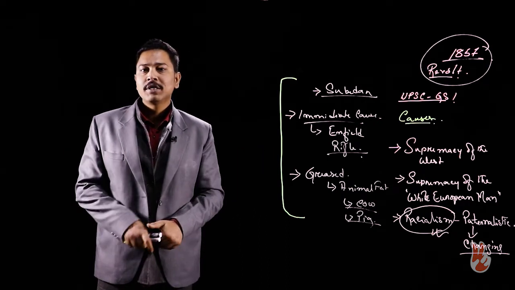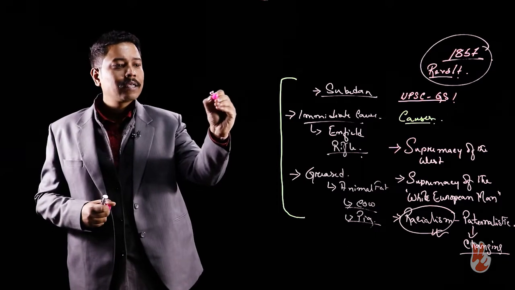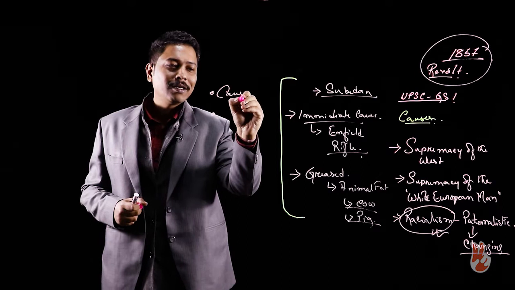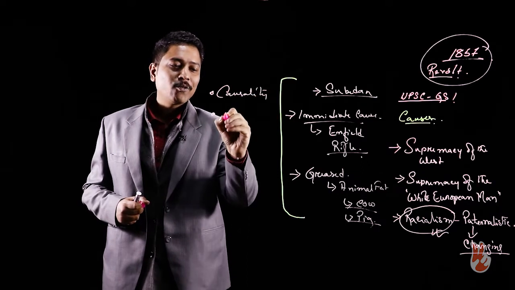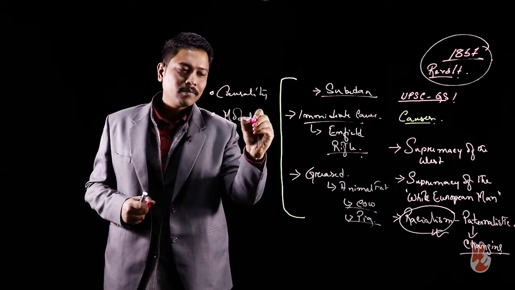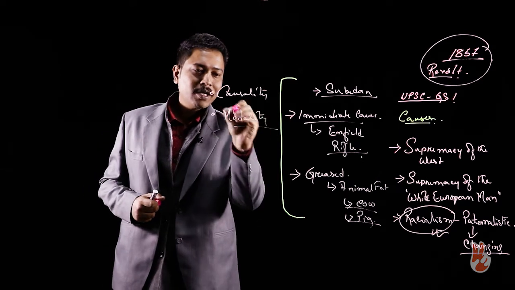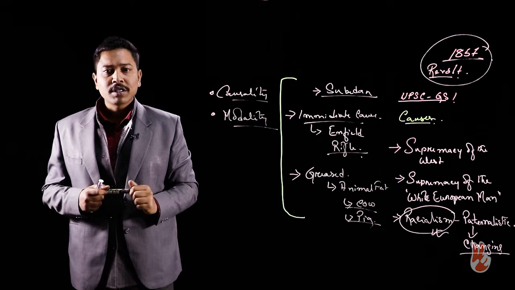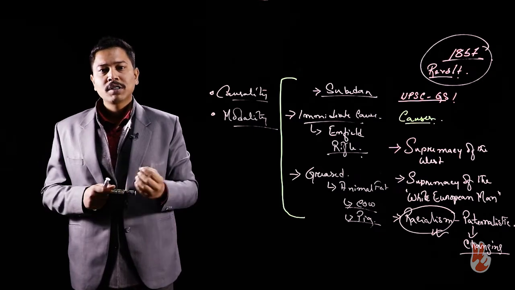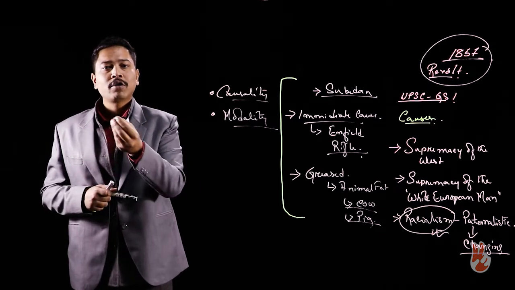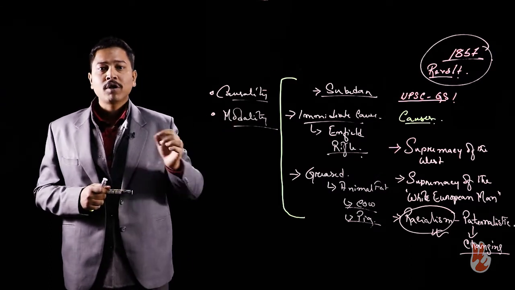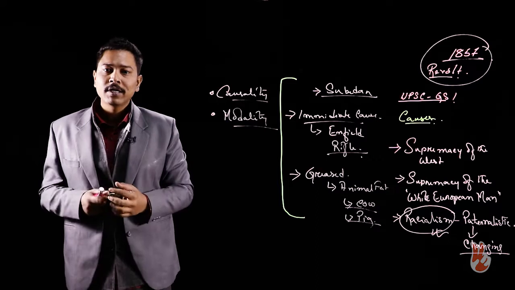Now the answer is very simple. The answer is in the details, that is the causality and the modality. If you want to answer that question in a very short form, talk about the causes. The causes for the small scale peasant or tribal uprisings were the same as the causes for the revolt of 1857, not the specific causes, but generally they were the same.